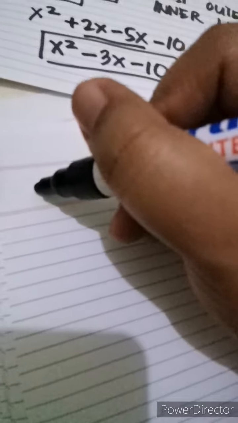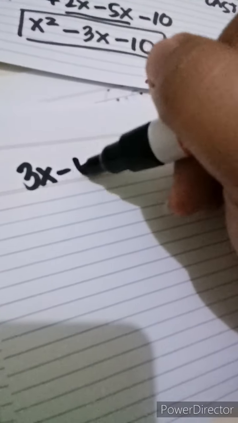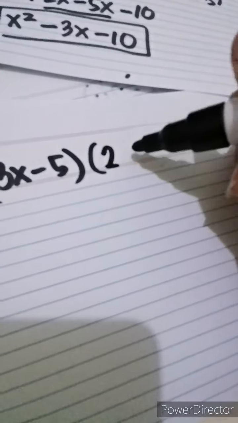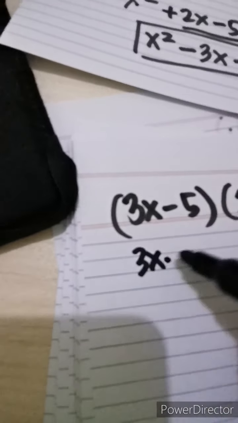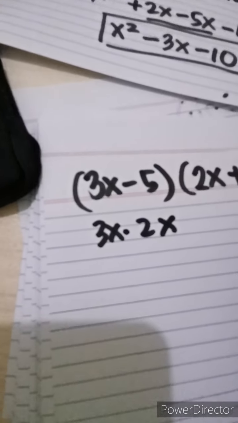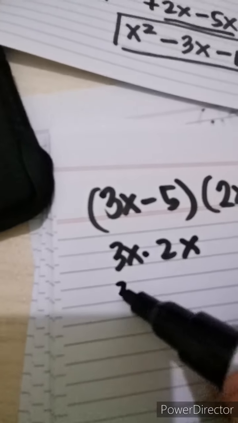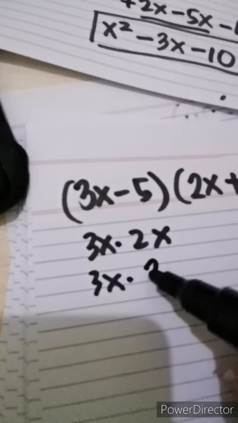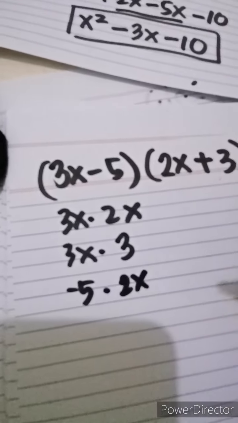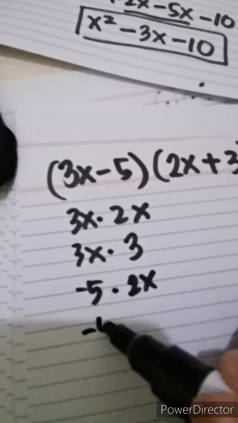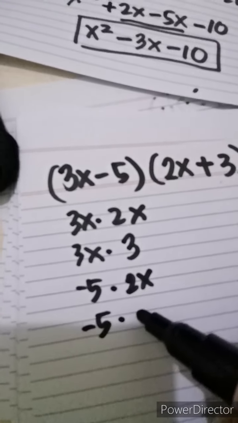Okay, another example for the FOIL method multiplication. So for example, 3x minus 5 times 2x plus 3. Okay. So first, we have 3x times 2x. Then we have the outer. Ang outer natin is 3x times 3. And then we have the inner, which is negative 5 times 2x. And then we have the last, which is negative 5 times positive 3.